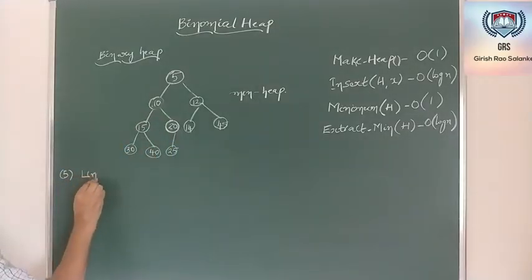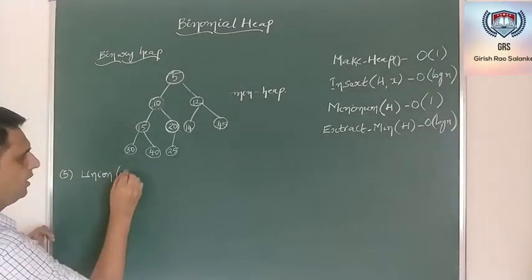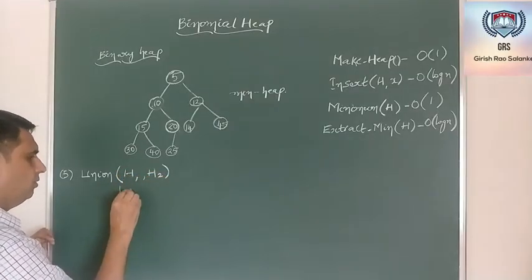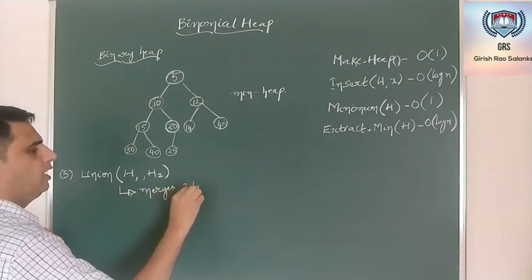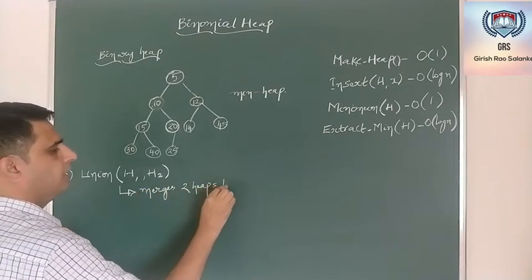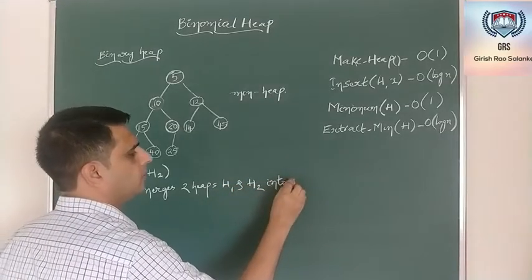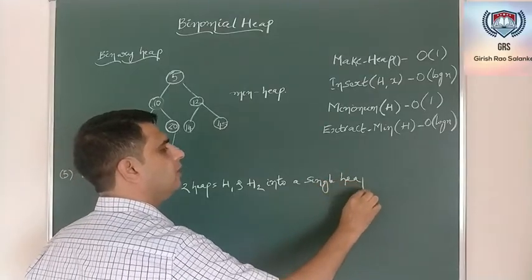The fifth operation is called the union operation, wherein my objective is to merge 2 binary heaps denoted with H1 and H2. What is the objective? This merges 2 heaps H1 and H2 into a single heap H.